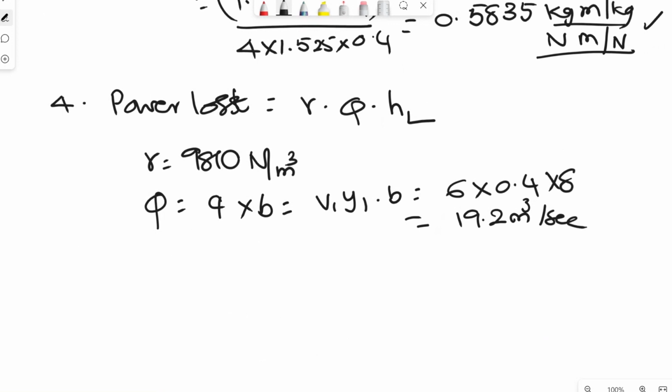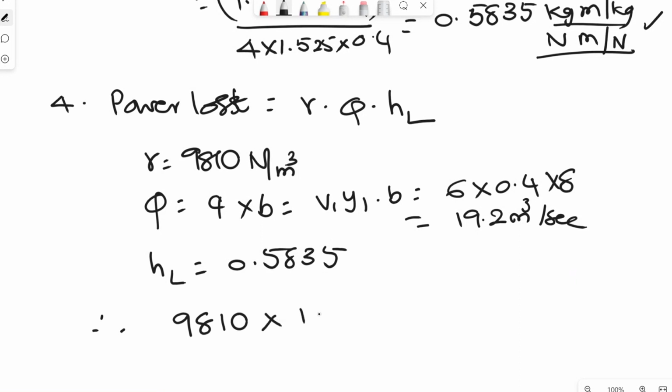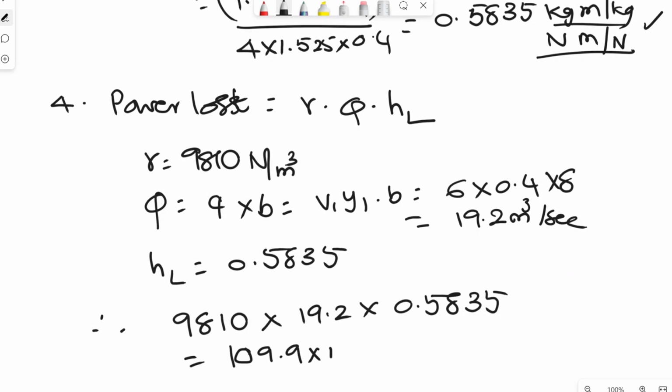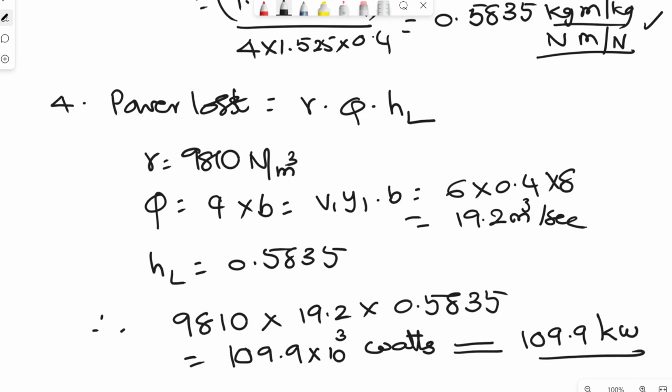Then you can apply it. HL is how much? 0.5835. So it is 9810 into 19.2 into 0.5835. How much are you going to get? It is going to be 109.9 into 10 to the power of 3 watts. And if you want to convert it into kilowatts, it will be 109.9 kilowatts. So in this question, everything is covered.